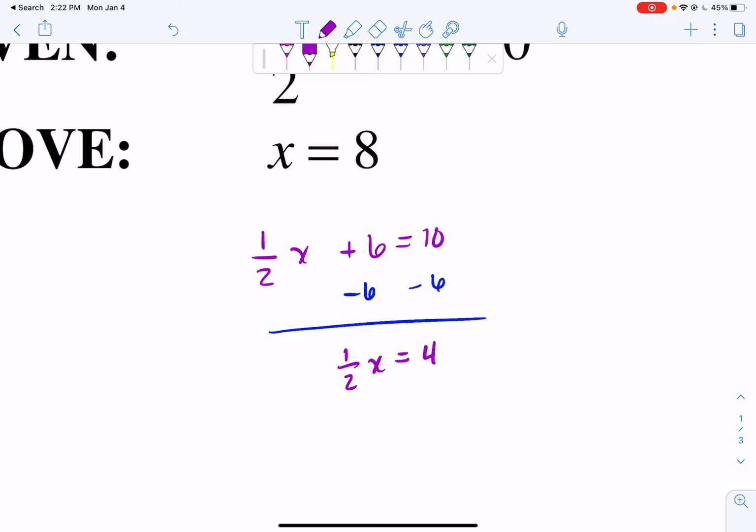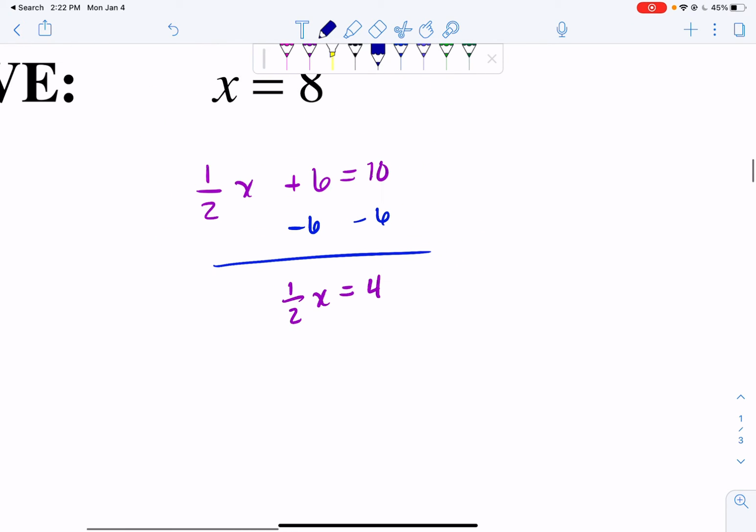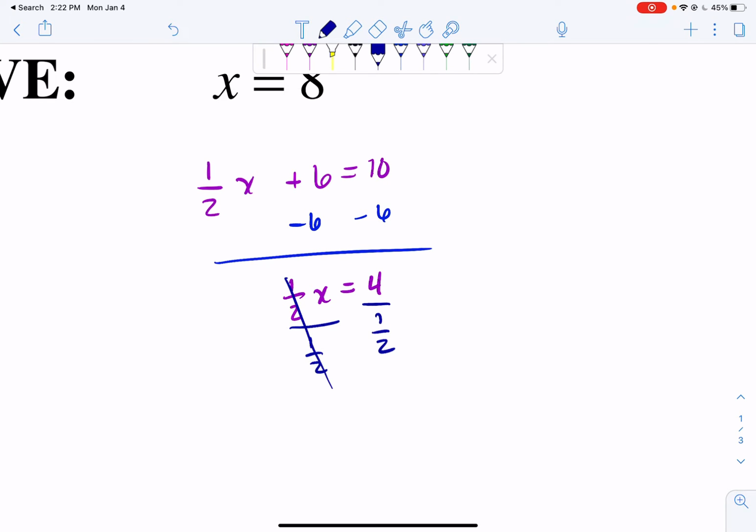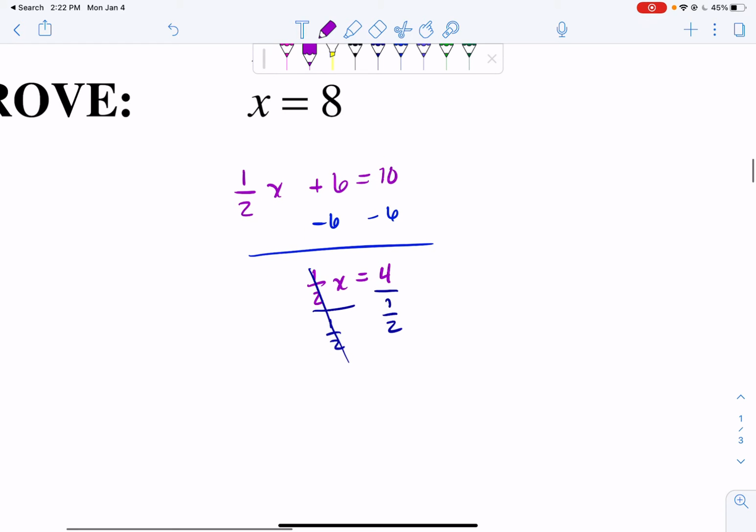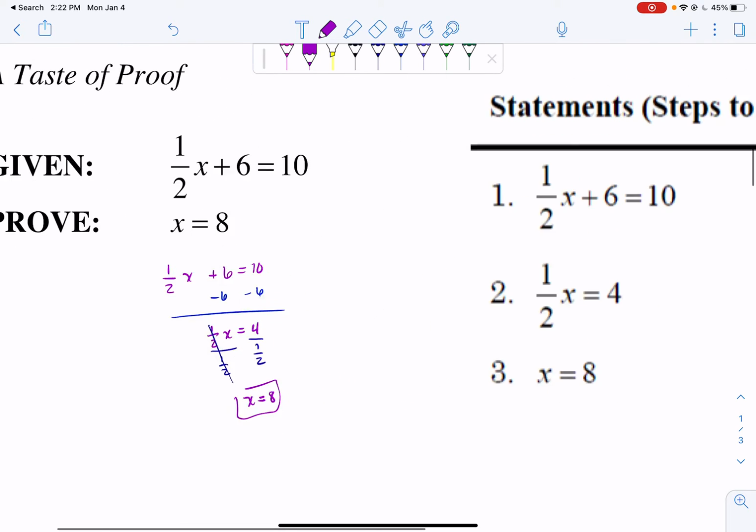4. And then another thing we do is we typically divide. So you can multiply this by 2, or you can divide by 1/2. So I divide both terms by 1/2, I get x to be equal to 8, which is exactly what I wanted to prove. But here's the issue. We want to put it into a proof.